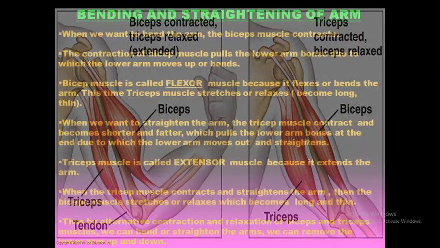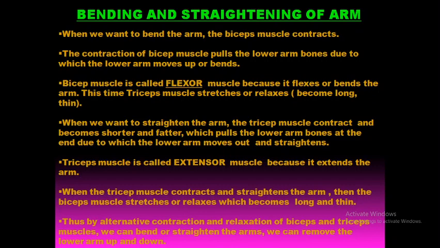Bicep and the triceps. The upper end of both the muscles, that means both the biceps and the triceps, is attached to a fixed bone called the shoulder blade. How can they be attached to the shoulder blade? With the help of the tendons. The lower end of both the muscles is attached to the bones of the lower arm by the tendon.